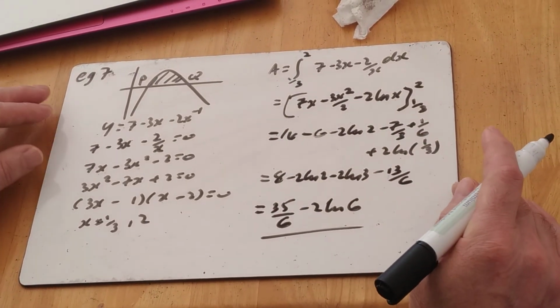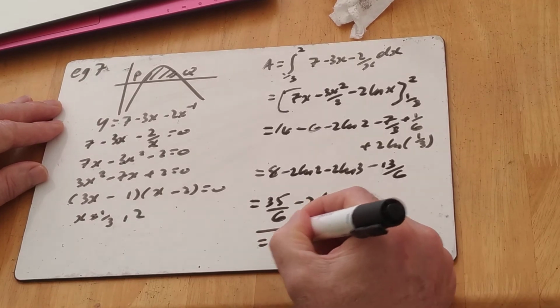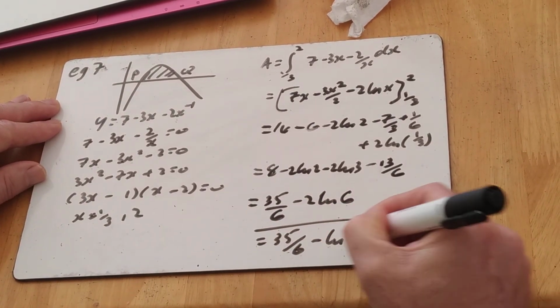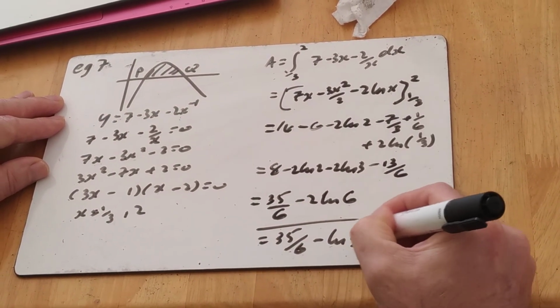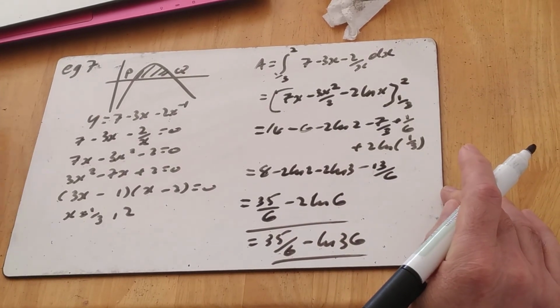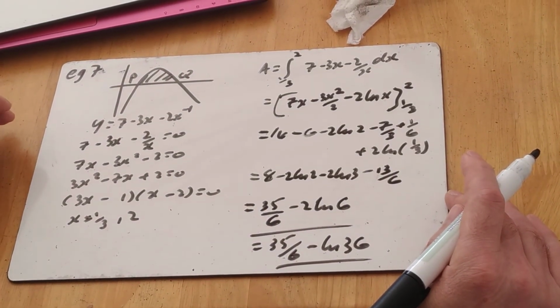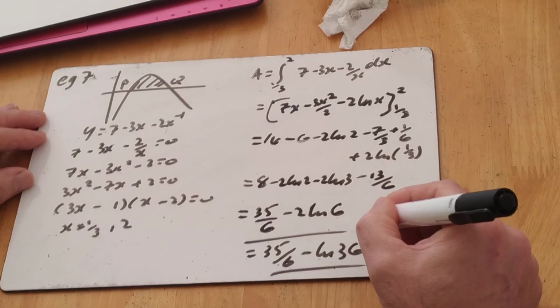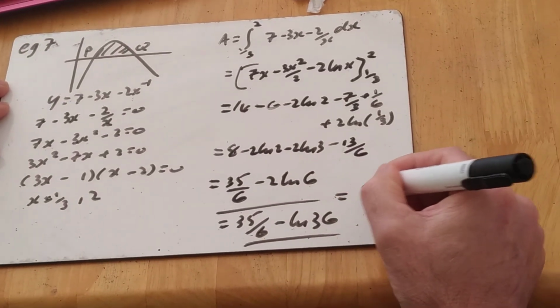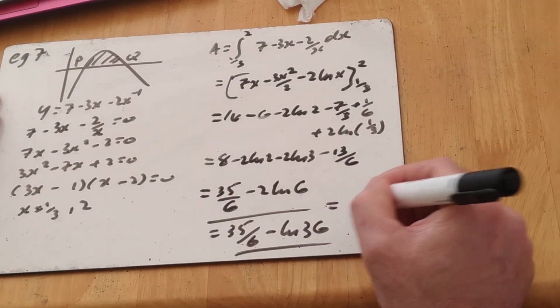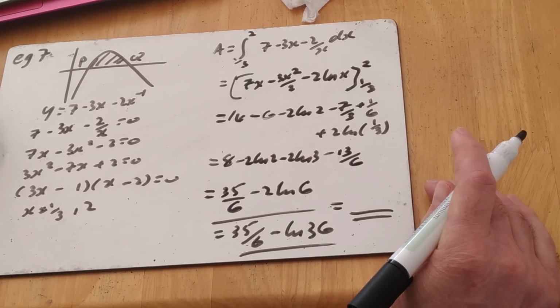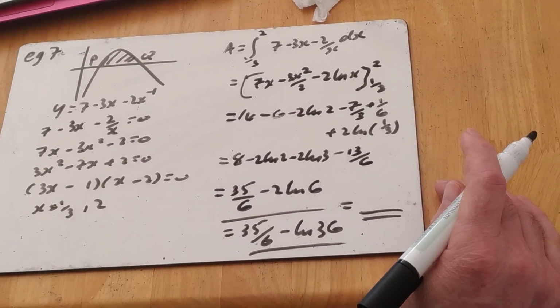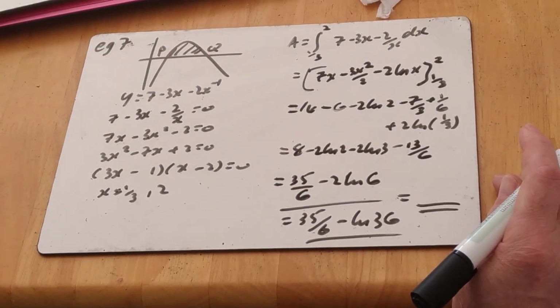And that's in that form there, or 35 over 6 minus ln of 6 squared, 36. Either form is okay, I would think. It depends. The question did ask for it to 3 significant figures, so I'll be pressing buttons and doing something point something, like that. So it'd be a calculator answer at the end. So it's always worth checking the question to make sure that you've answered it in the form that they want.